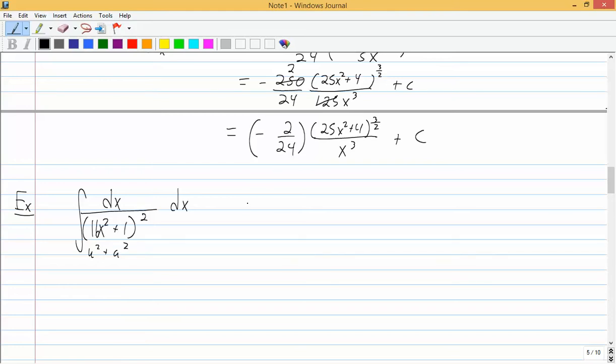So it'd be a similar substitution as before. We would have u equals a tangent theta, or 4x equals 1 tangent theta. So x equals 1/4 tangent theta. So dx equals 1/4 secant squared theta d theta.